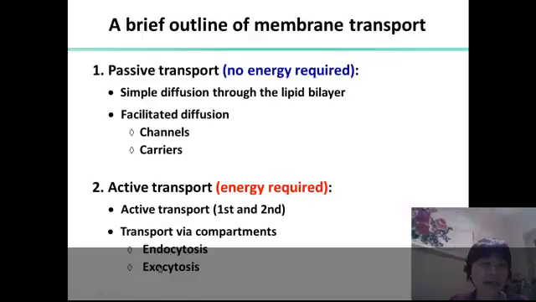So now let's look at simple diffusion and also how to quantify this. Remember that simple diffusion goes through the lipid bilayer directly.